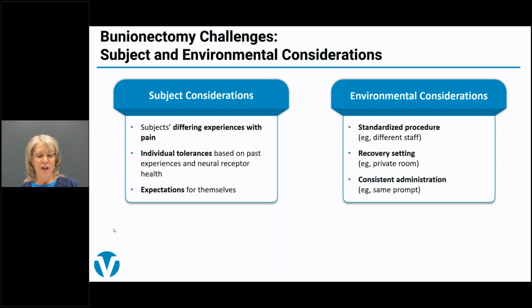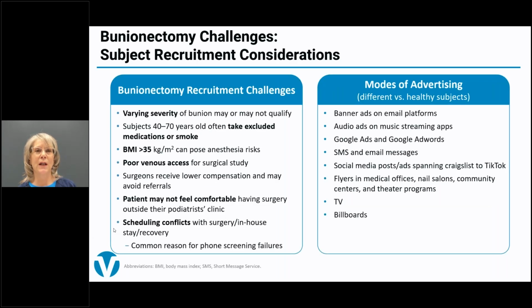On the next slide, you can see that we have some recruitment considerations. When we have healthy, normal volunteer studies to just study the efficacy or safety of a regular medication, we have very narrow recruitment parameters. For the bunionectomy studies, we've widened those out a bit because the incidence of bunions is in an older population. And so you can see listed here, we have various recruiting benchmarks for these volunteers.